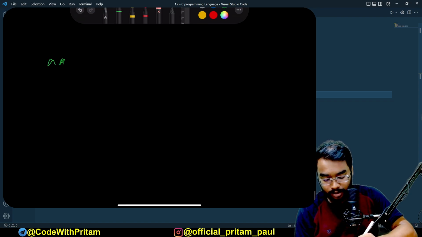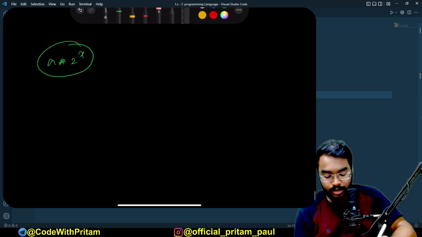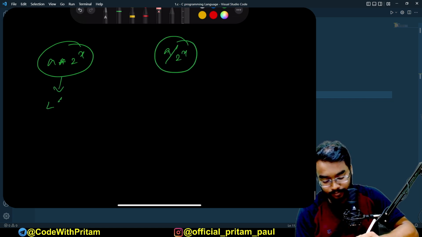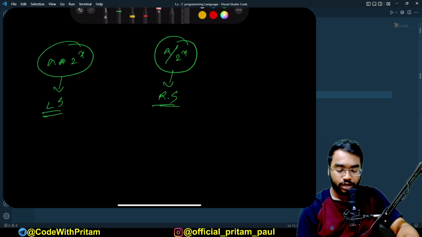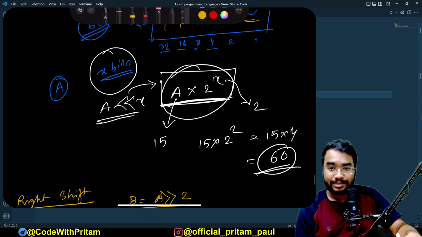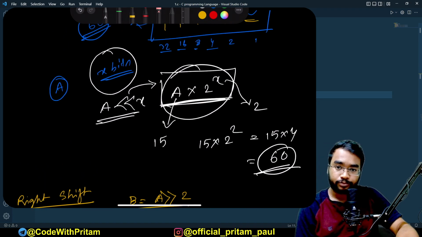Okay, for left shift you need to do a into 2 to the power x, and for right shift a divided by 2 to the power x. These are the shortcut formulas to find out the result, and this is the way. So this is a shifting operator also.